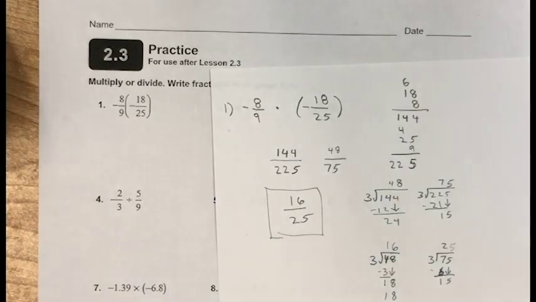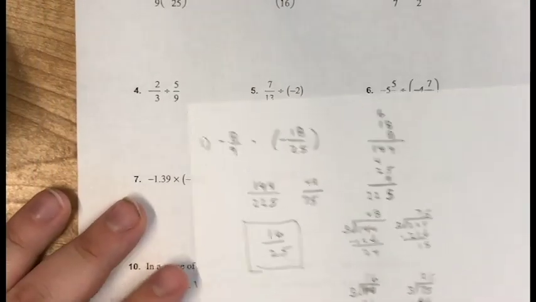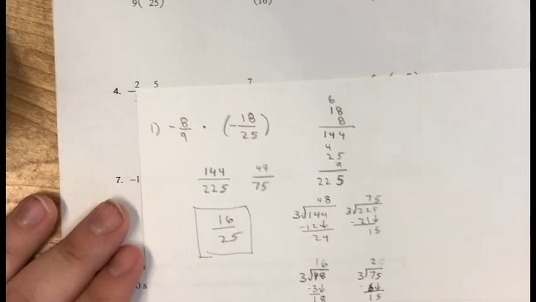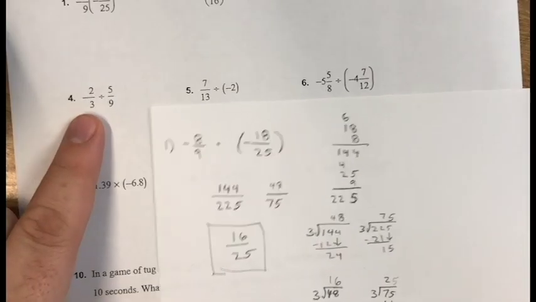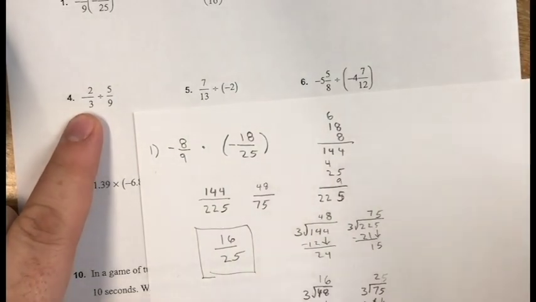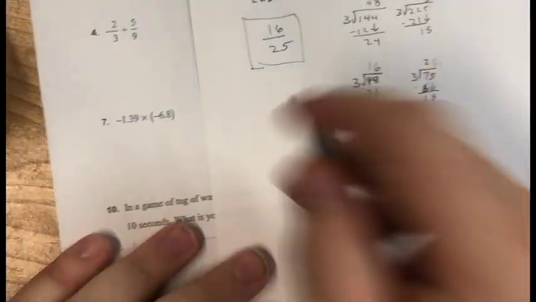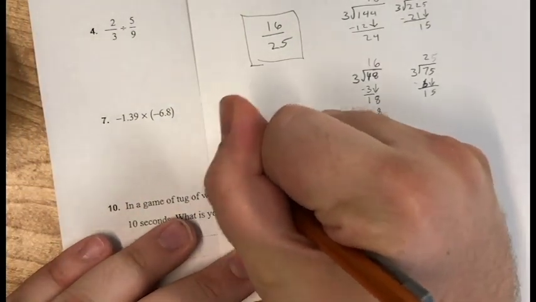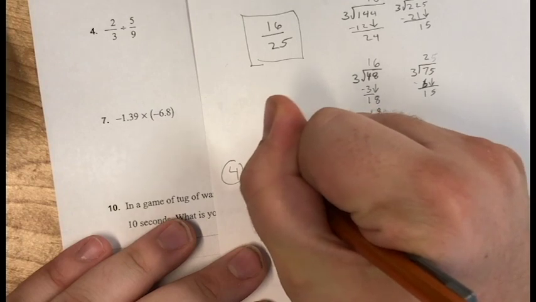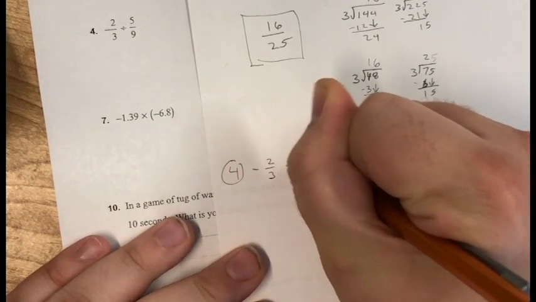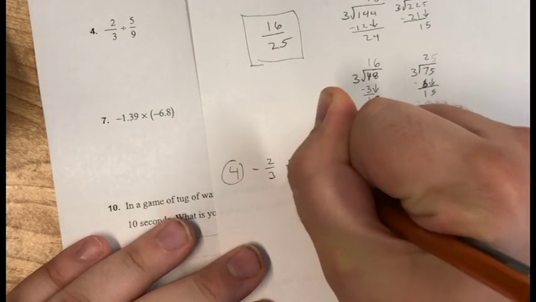All right, so let's go on to, I'll let 2. No, let's not do 2. Let's review 4. Let's do 4. Negative 2/3 divided by 5 over 9.